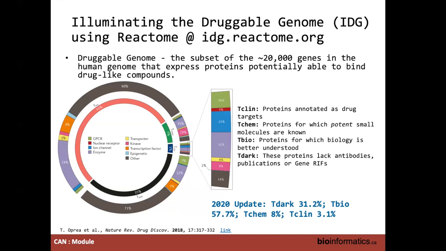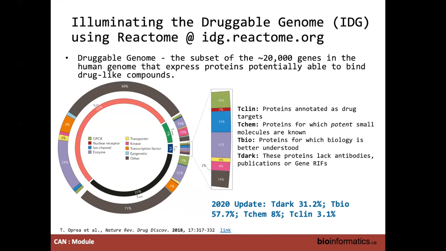and classified proteins into four groups. Tclin represents targets that have at least one approved drug. Tchem represents proteins that have at least one chemical compound. Tbio represents targets that don't have any drug or small molecule activities, but they do have some biological function, and there are publications and data to support that evidence. And then finally, there's the Tdark group, which represents the understudied proteins. These are targets that virtually nothing is known about.